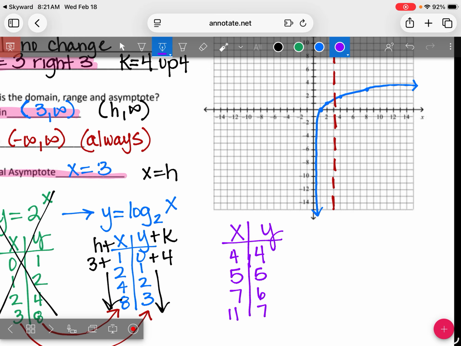And then go ahead and graph it. Make sure you don't go through that red wall. 5, 5, 7, 6.